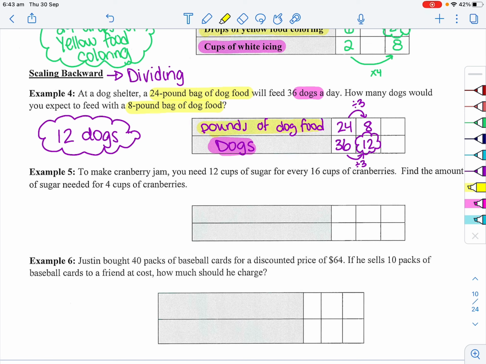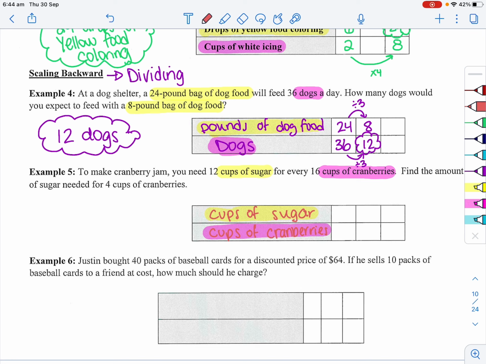Example 5 says to make cranberry jam, you need 12 cups of sugar for every 16 cups of cranberries. So there's the 2 things that are going in my table. So I'm going to have cups of sugar and cups of cranberries. So this is the top part, the yellow, this is the purple.